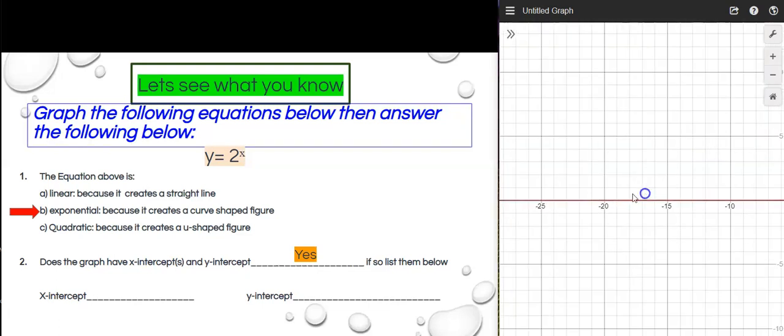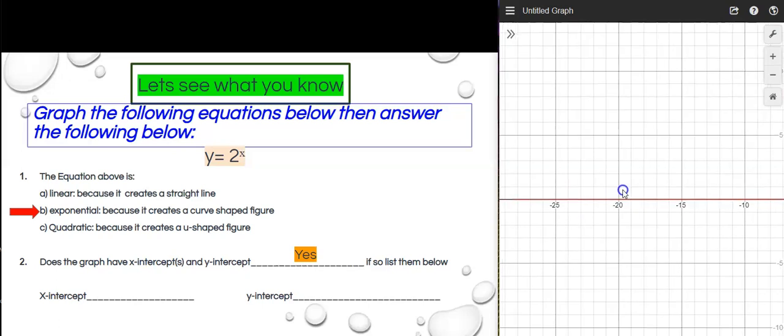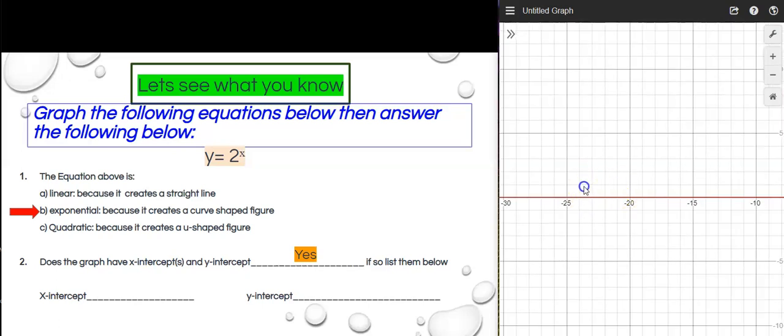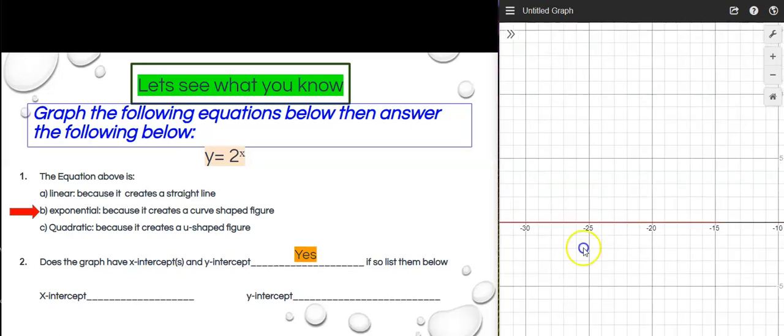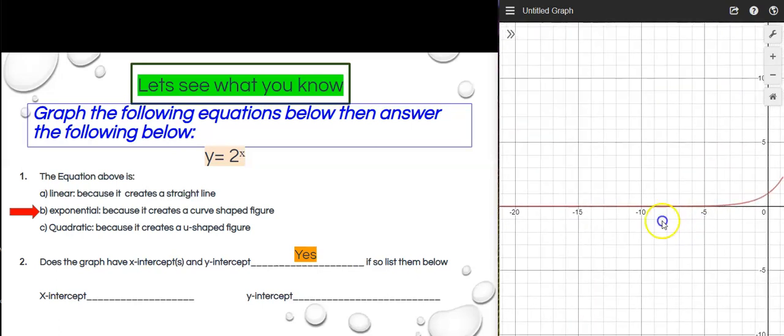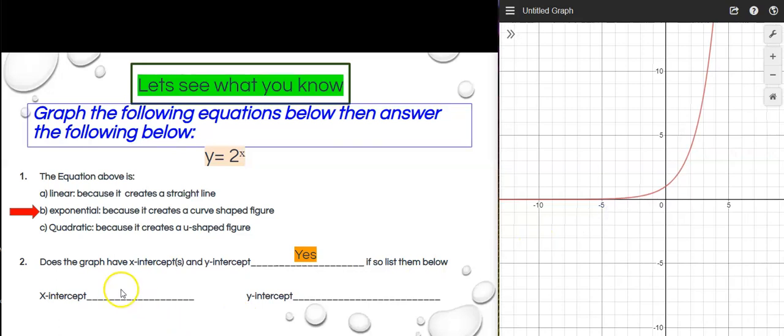As you can see, it doesn't really cross the x-axis at all. It gets very close to it, but it doesn't cross the x-axis. So this particular equation doesn't have any x-intercepts. Okay, but I can see where it crosses the y-axis right here. So the y-intercept here would just be 1, or it crosses the y-axis at 1. All right, so that was just a little warm-up.